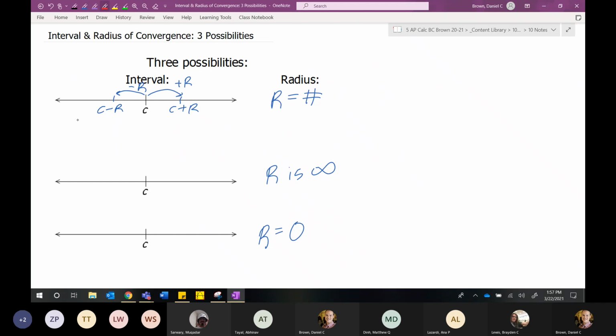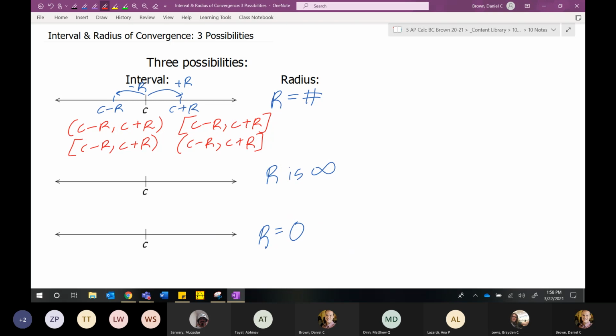What do I mean by that? You could have an interval of convergence where both endpoints are not included. You can have an interval of convergence where both endpoints are included. When I say included, it means that it still converges when you consider the endpoints. Or maybe, and this happens almost just as often, it's only convergent on one side of that interval, whether it's the upper one or the lower one.